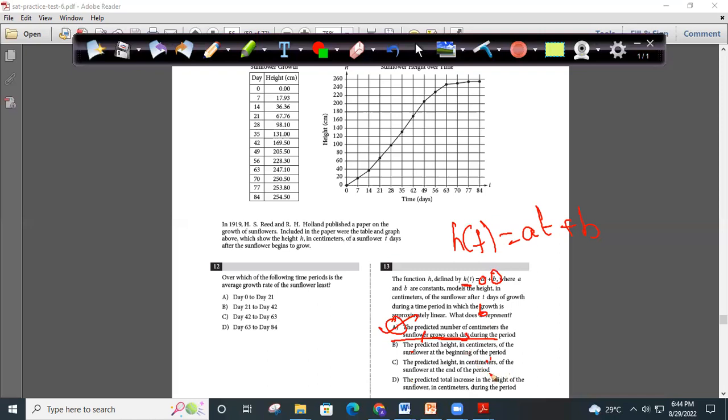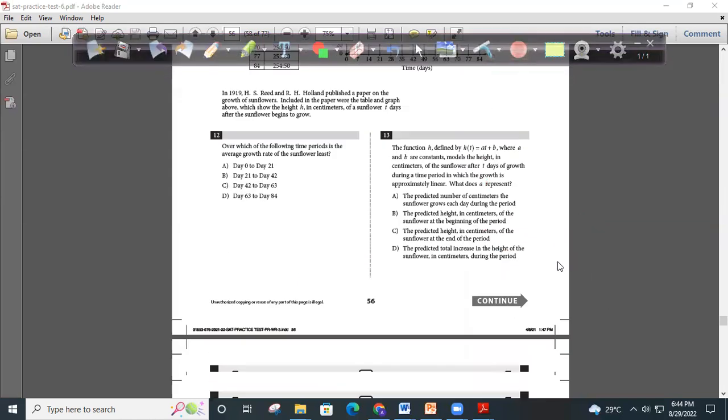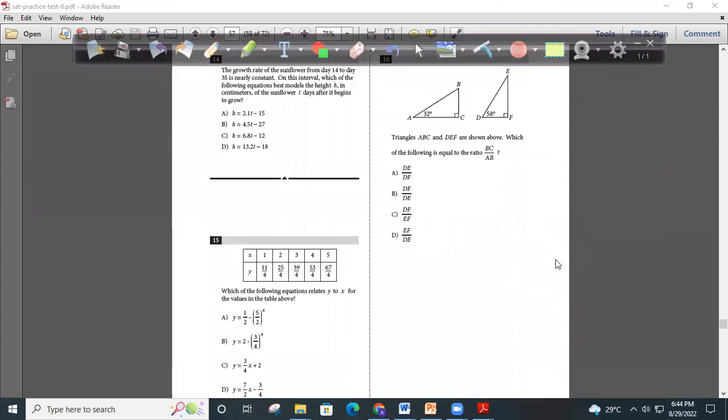The predicted height in centimeters of the sunflower at the end of the period is At plus B, the entire thing. The predicted total increase in the height of the sunflower in centimeters during the period. Total means, it is given per day. So A stands for per day, not for the entire period. So A for Agra should be your answer. See, just based on one simple slope, how well they are asking the questions.